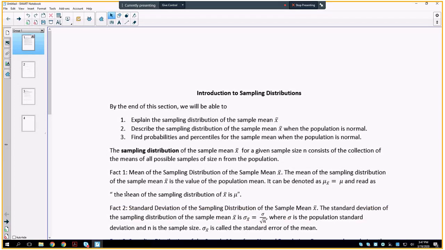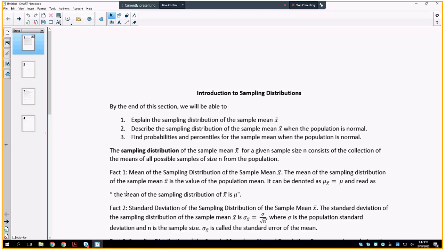Good morning. Today's lecture is going to be the introduction to sampling distributions. So our learning objectives for this lecture are, by the time we're through, we should be able to explain the sampling distribution of the sample mean x bar, describe the sampling distribution of the sample mean x bar when the population is normal, and find probabilities and percentiles for the sample mean when the population is normal.